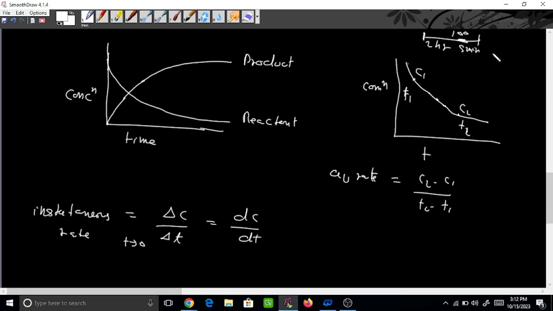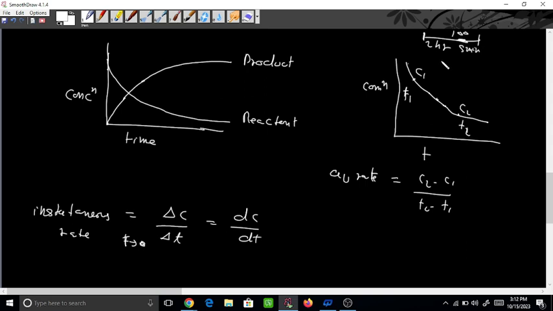T tends to 0, as in just a small interval. This is a mathematics point. If you go on decreasing the time interval, or if you go on increasing the time interval... So basically, T tends to 0 represents a small time interval.